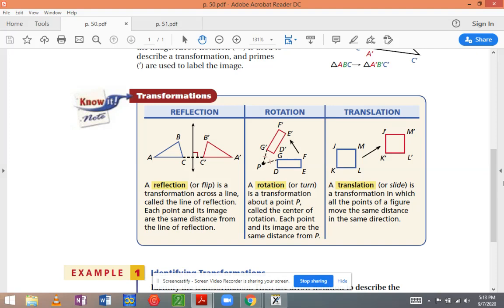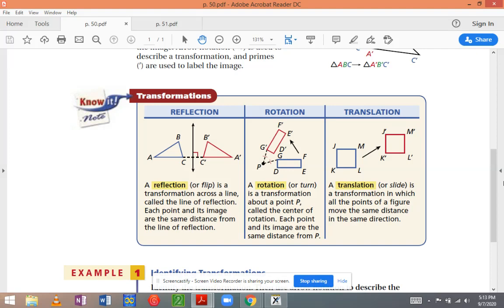Look at the first figure there. You've got a reflection, like in a mirror. A reflection is simply a transformation across a line. The line is like a mirror, where each point in the pre-image is the same distance from the corresponding point of the image, distance to that line.